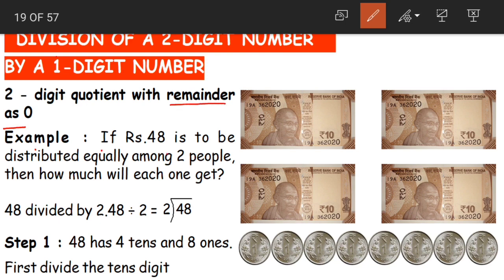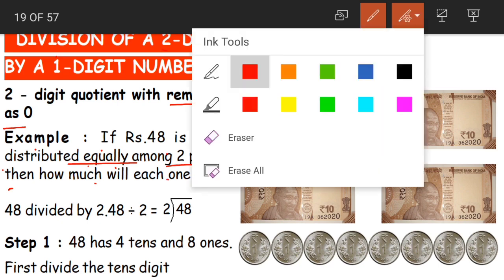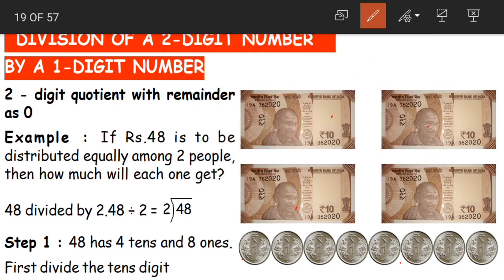Example: if 48 rupees is to be distributed equally among two people, then how much will each get? What are they saying? Can you see here 48 rupees? If these are to be distributed among two people equally, both the people should get the amount equally. Then how much money will each get?